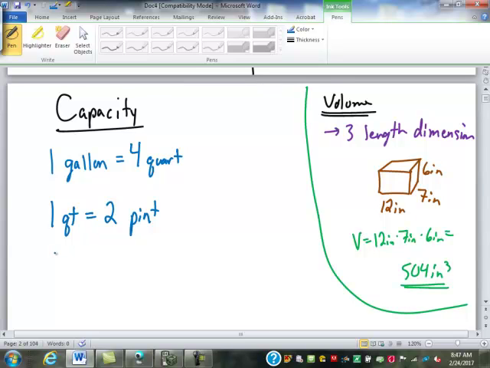Smaller than a pint, then, is our cup. And again, the pint and the cup were never intended to work together. The gallon, the quart, and the pint were fluid measure. They were measuring liquids. The cup was dry measure. So again, they adjusted it to fit together so it works with both. And there are 2 cups in 1 pint.